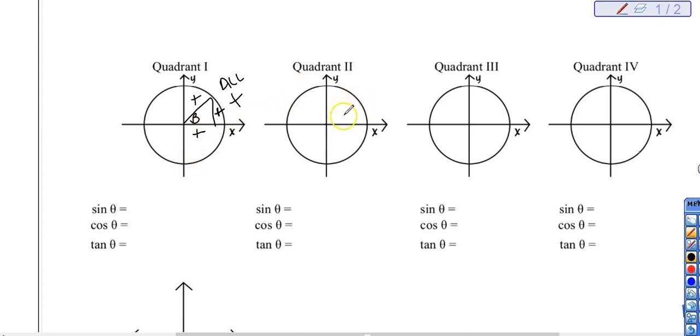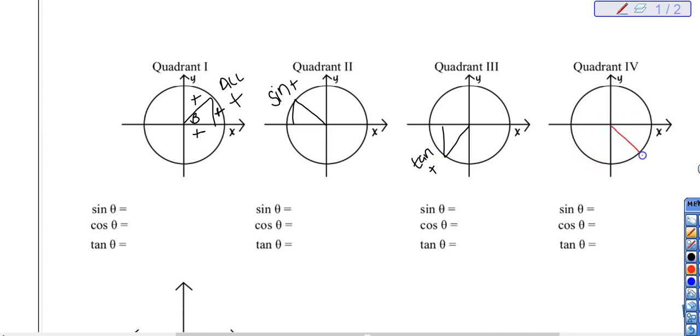In quadrant 2, we learned that only sine was positive. However, cosecant, which is the reciprocal of sine, is also positive. Okay, so sine and cosecant. In quadrant 3, terminal sides in quadrant 3, we learned that tangent and its reciprocal cotangent were positive, but sine and cosine were negative. And then I sent you home to figure out what happened in quadrant 4.